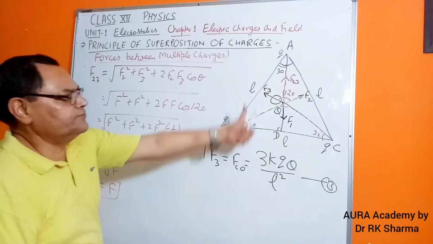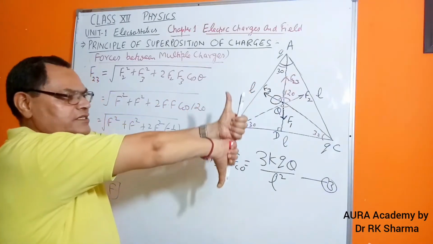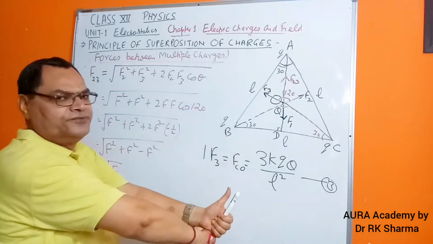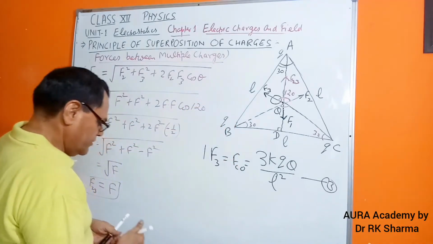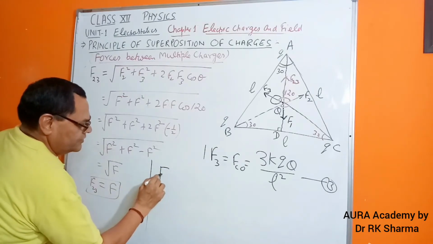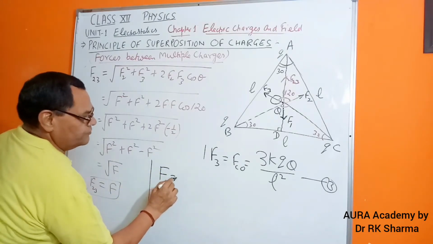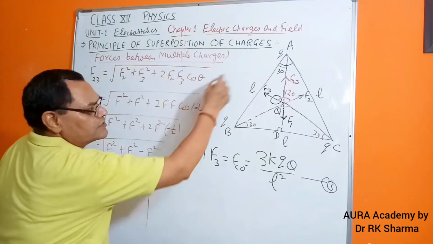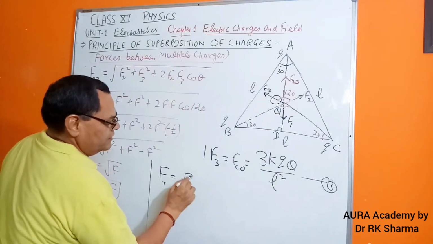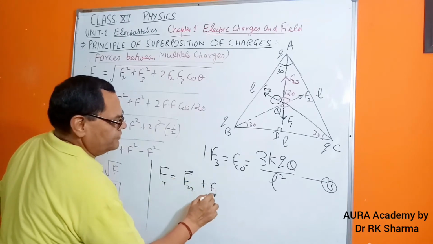Don't you think one force is upward and the other force is downward, and they are equal and opposite, so they will nullify or cancel out each other. So let's say we have to find out, as per the law, that F total should be equal to the resultant of 3, that is F23 vector plus F1 vector.